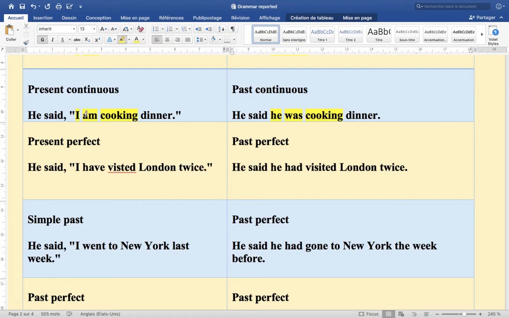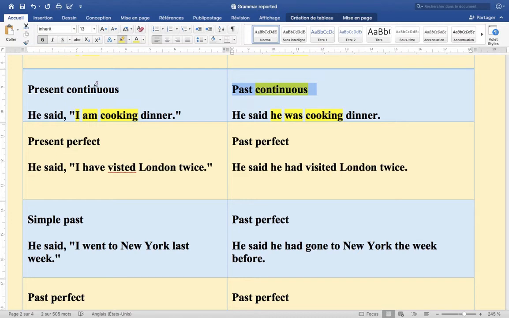The rule of present continuous is am or is or are plus verb plus ing. And the rule of past continuous is subject plus was or were plus verb plus ing. So I am cooking the dinner becomes He said that he was cooking the dinner. Which means that we turn the present continuous into the past continuous. It's so easy, I think.